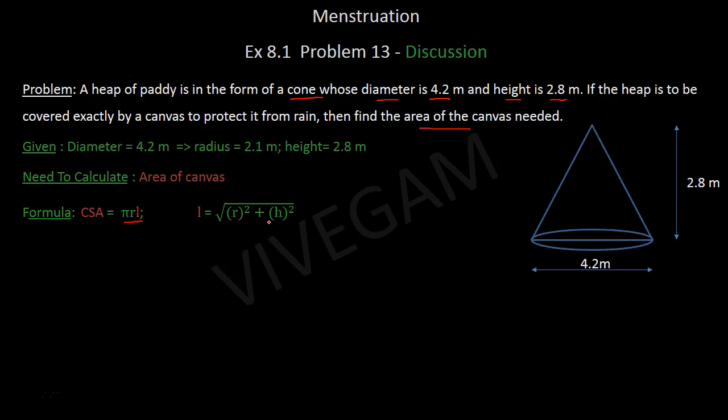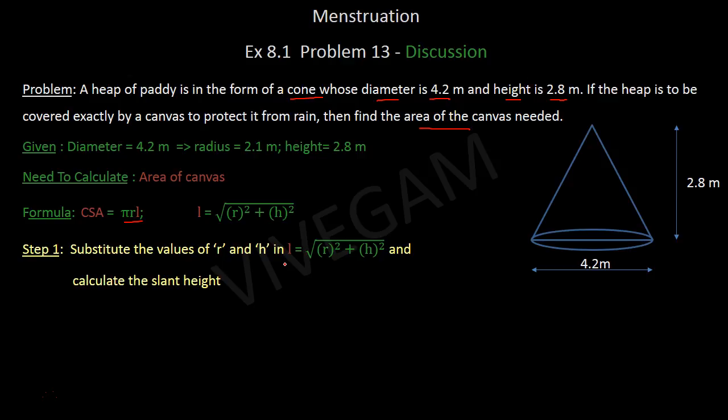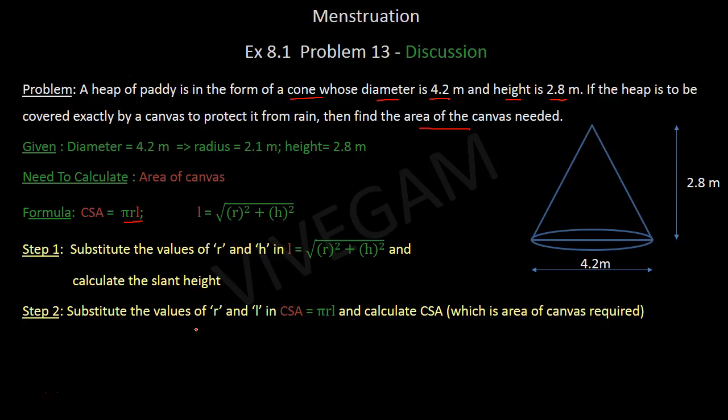Let me summarize the steps. Substitute the value of radius and height. Radius is 2.1 meters, height is 2.8 meters in L equal to root of radius square plus h square and calculate slant height. Next, substitute the value of radius and the slant height in the formula CSA equal to pi RL. L we have calculated in step 1, and calculate the CSA. This is nothing but the area of the canvas required. Quite simple, isn't it? So try this problem, pause the video and try to do this problem on your own.